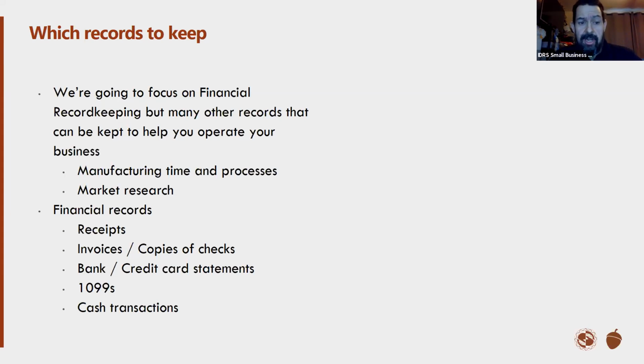And then, of course, looking at financial records: receipts, invoices, copies of checks, bank and credit card statements, 1099s, which you get as an independent contractor. And then, of course, we're going to want to keep track of our cash transactions as well. So let's go here.